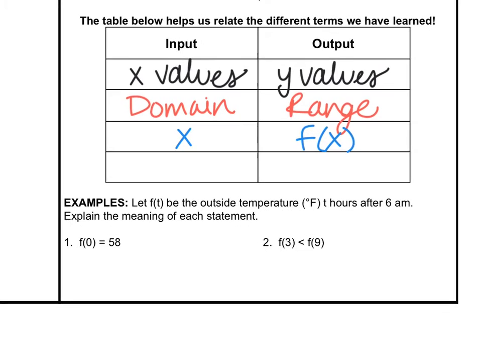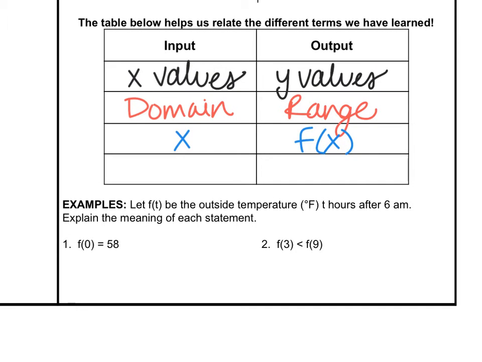Okay, we're going to do these last two. It says let f of t. So notice it does not always have to be f. It doesn't always have to be x. Any letters you want. It could be nuggetizer, an animal. Doesn't matter. So this is f of t. Let f of t be the outside temperature in degrees Fahrenheit, t hours after 6 a.m. So t represents hours because t in math and in science often represents time. After 6 a.m. So the number inside the parentheses will be the hours after 6 a.m. because that's your t. Explain each statement.